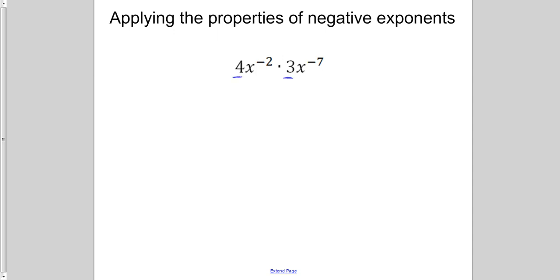We're going to start with our coefficients. Be careful, these exponents only apply to the variables. The two coefficients, 4 and 3, have no exponents, so we can go ahead and multiply them together. 4 and 3 gives us 12.